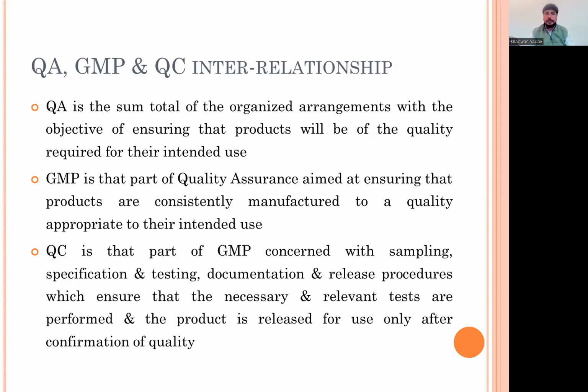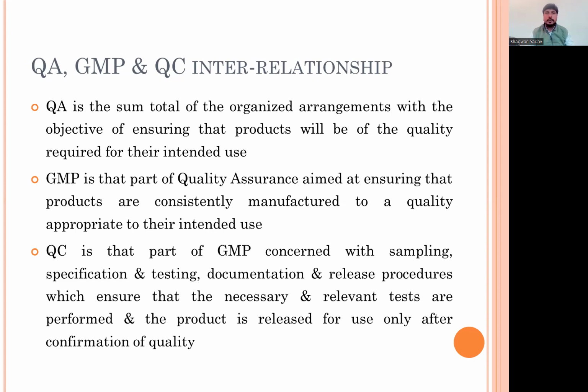And the last point, QC, is that part of the GMP concept concerned with sampling, specification, and testing. So QC is basically a laboratory department, we can say. In the laboratory there are some sub-departments which handle the sampling of the product, specifications and testing, documentation and release procedures, which ensure that necessary and relevant tests are performed and the product is released for use only after confirmation of the quality.